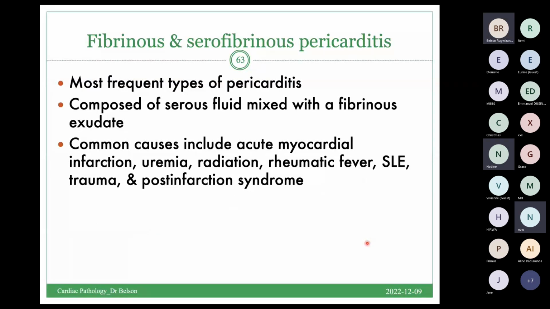So fibrinous and serofibrinous pericarditis, these are the most frequent types of pericarditis. So fibrin mixed with serous fluid. So the most common cause is acute myocardial infarction and so on, including systemic lupus erythematosus.